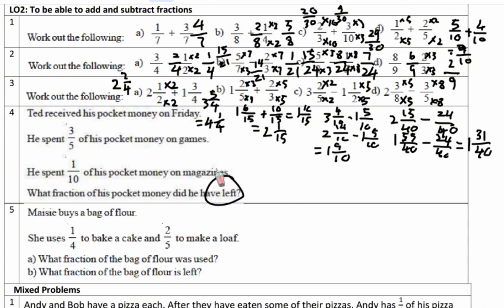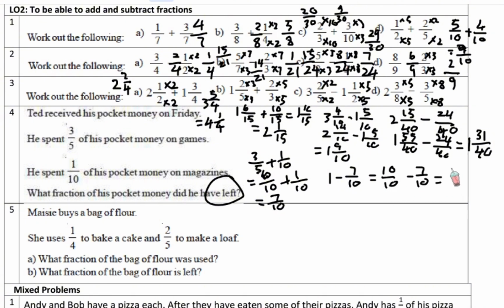Okay, so first we will need to find how much he has spent. So we will take 3 over 5 plus 1 over 10, which is 6 over 10 plus 1 over 10, which is 7 over 10. And we can take 1 as the total amount of his money minus 7 over 10, which we would get 10 over 10 minus 7 over 10, which is 3 over 10. And that will be our final answer.